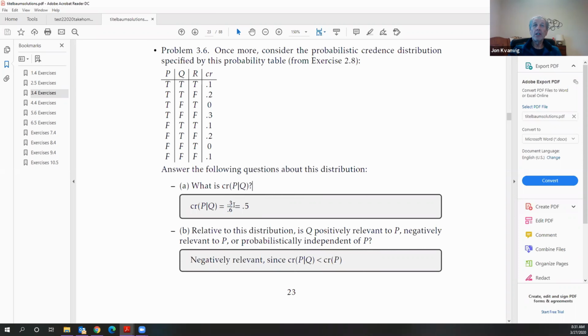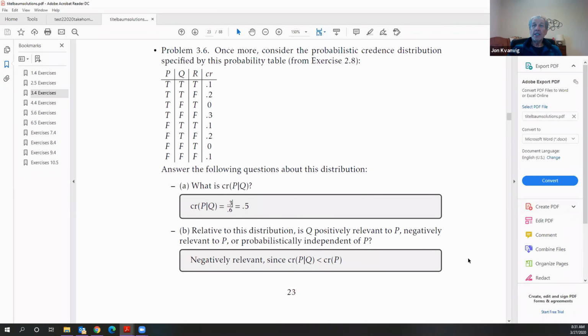So then you go and you find what's the credence for P and Q. Well, that's lines 1 and 2 on our truth table. So that's 0.3. And then what's the credence for Q? That's 1, 2, 5, and 6. That sums to 0.6. 0.3 over 0.6 is 0.5.